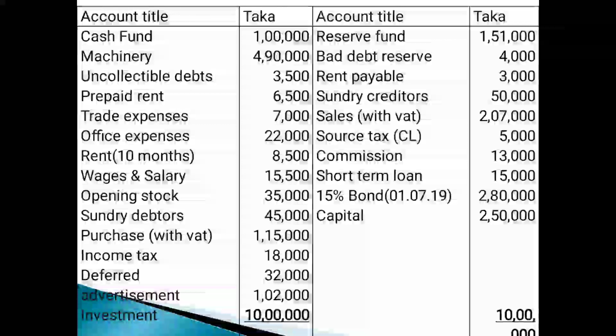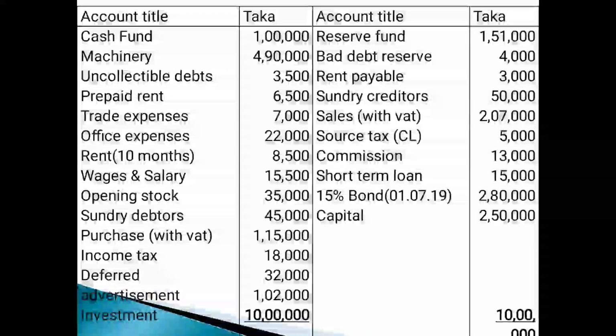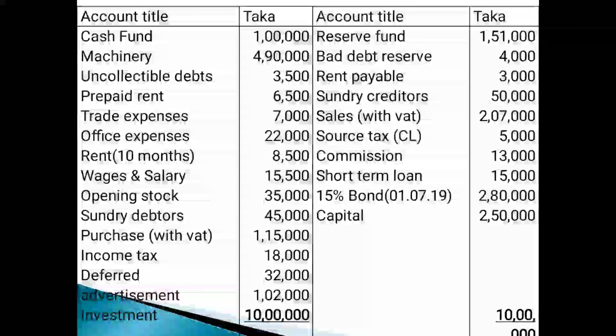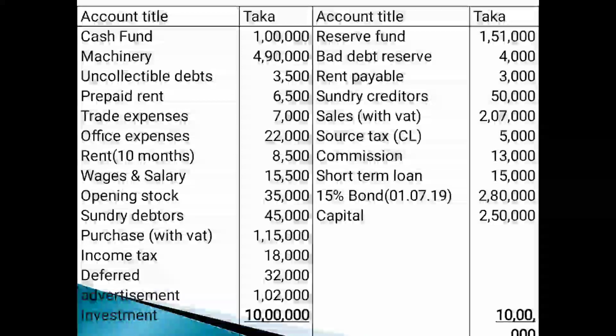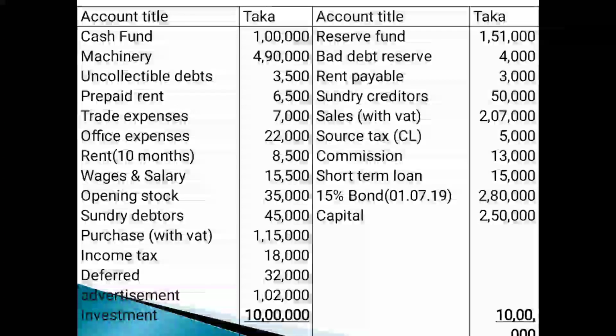Income tax taka 18,000, like as drawings, it is treated as drawings and to be shown in equity statement for the deduction item. Deferred advertisement, this amount is treated as fictitious asset or expense is not yet expired. It is shown in fictitious asset in statement of financial position. Investment, this amount is one kind of asset. It is to be shown in statement of financial position under the long-term investment head.